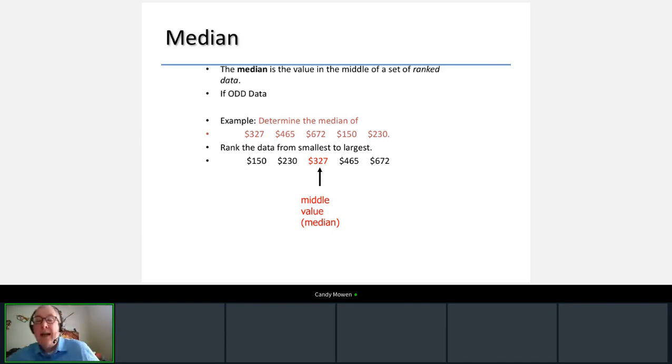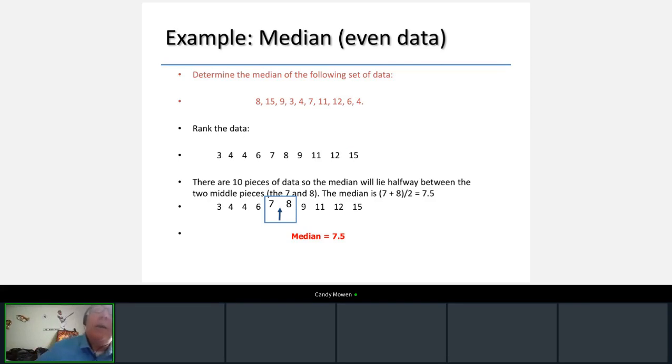Now, we've looked at it with odd pieces of data. You're not always going to have odd pieces. Sometimes you may have even pieces of data. Determine the median of the following set. Rank your set, smallest to largest. We have 10 pieces of data, so the median lies halfway between the middle pieces. You take your 2 middle pieces, in this case 7 and 8, add them together, and divide by 2. 7 plus 8 is 15, divided by 2, the median is 7.5.